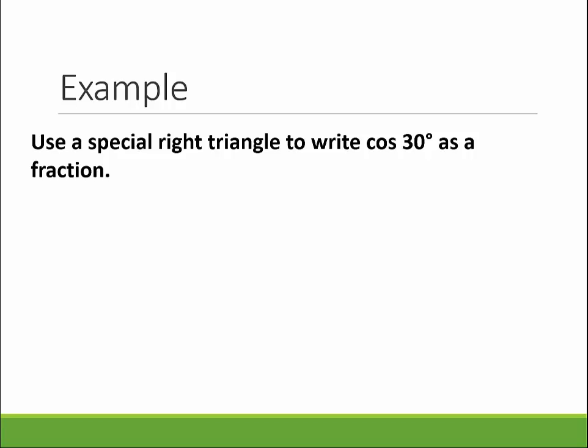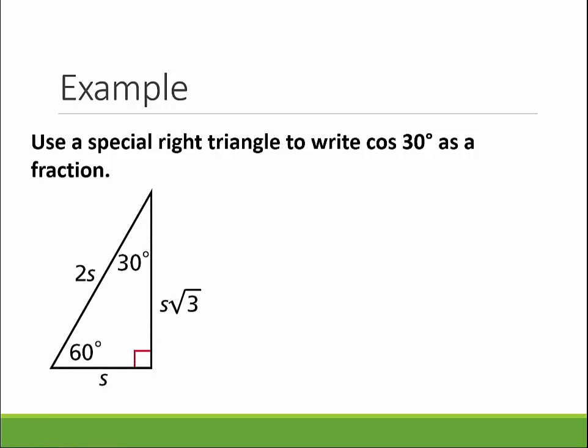So use a special right triangle to write the cosine of 30 degrees as a fraction. So think back to what you know about special triangles. In a 30-60-90, the short leg we can call S for a side. And remember the hypotenuse is twice this. And then this one is times the square root of 3. So if I want to write the cosine of 30 degrees as a fraction, I need to remember what cosine stands for.